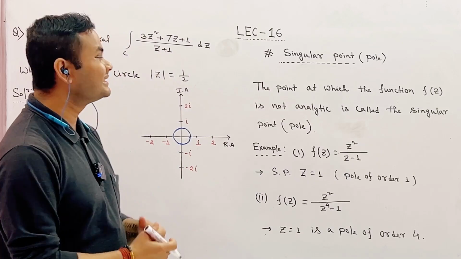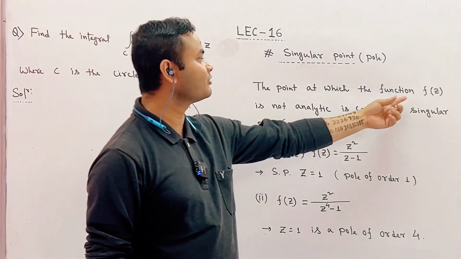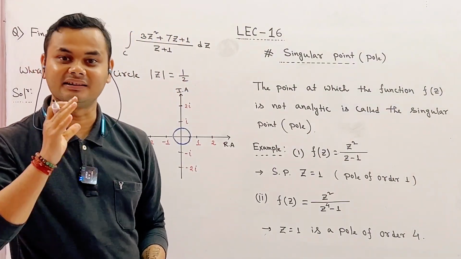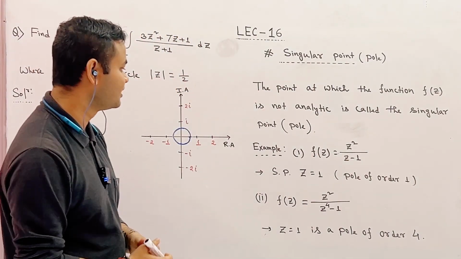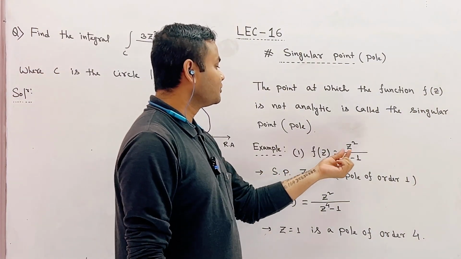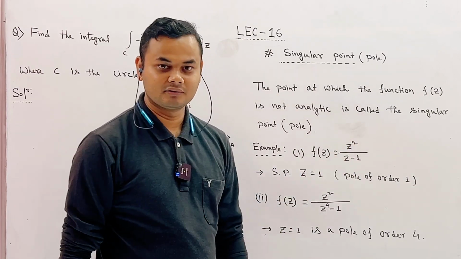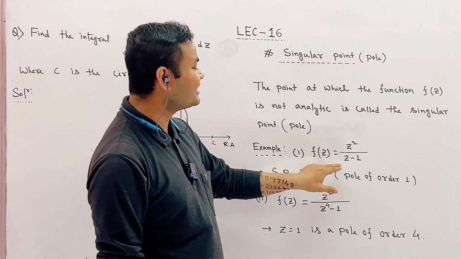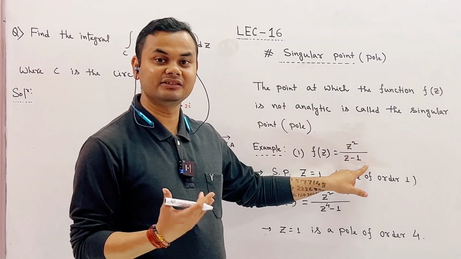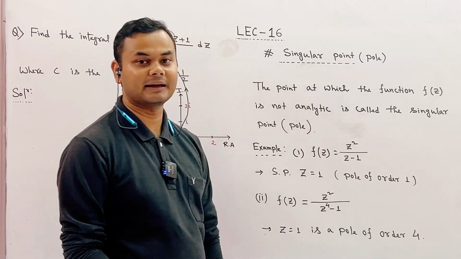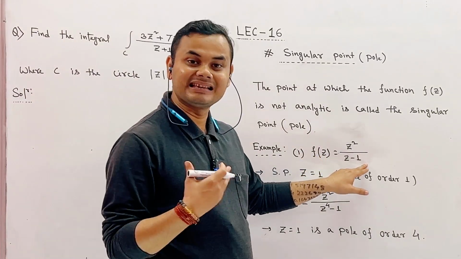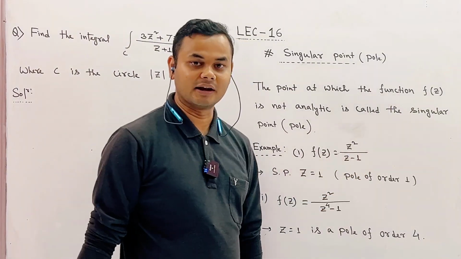Singular point basically means it is the point at which a function f of z is not analytic. That means at that point our given function f of z does not satisfy the CR equations. Example, suppose we have a function f of z which is equal to z square divided by z minus 1. For this case, when we put z equal to 1, this function becomes infinite. So therefore z equal to 1 is said to be the singular point for this function f of z. In other words, we can also say that this z equal to 1 is a pole of order 1.